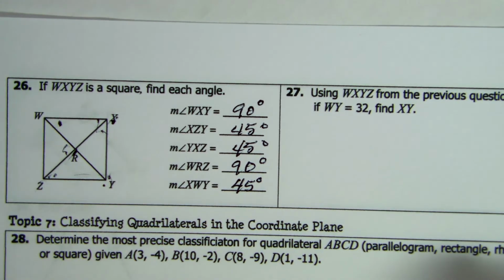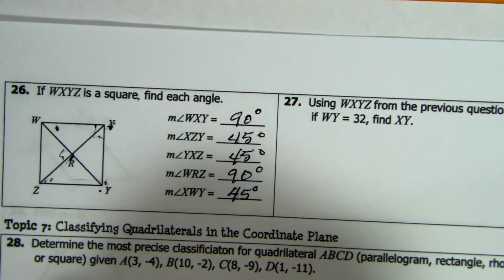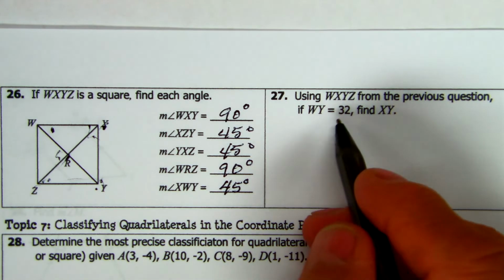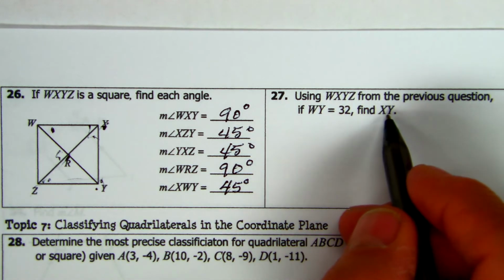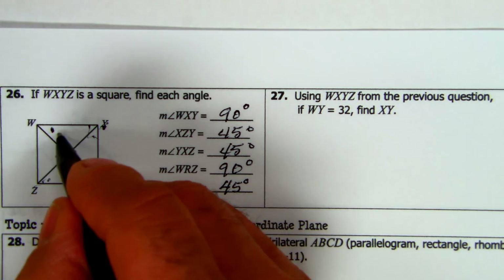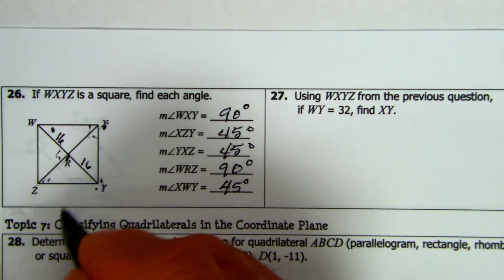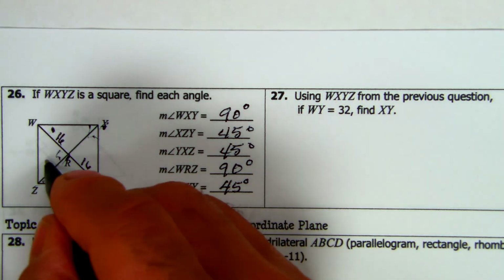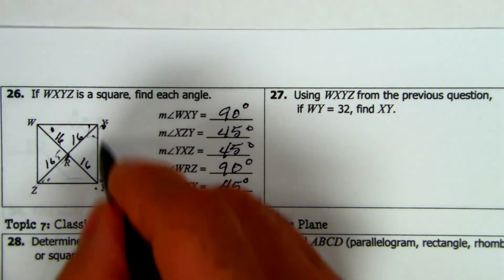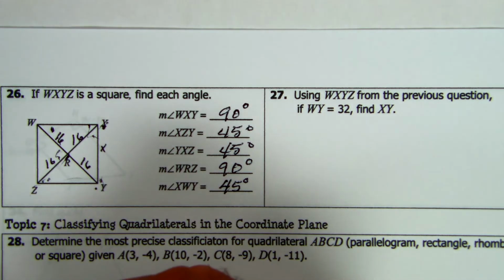Now it says using this figure from the previous question, if WY is 32, find XY. So WY is 32. So this is 16 and this is 16. The diagonals are congruent, so this is 16 and this is 16. They want us to find XY. So we're looking for the hypotenuse.